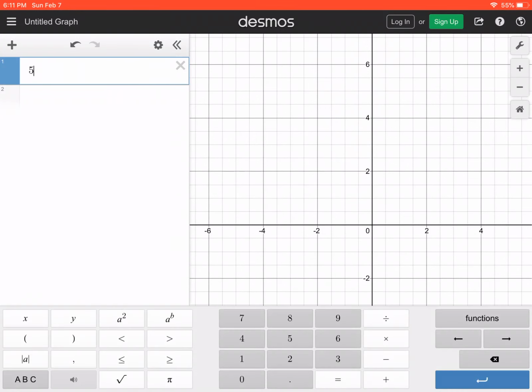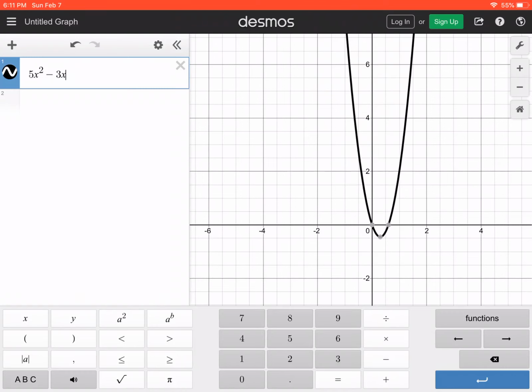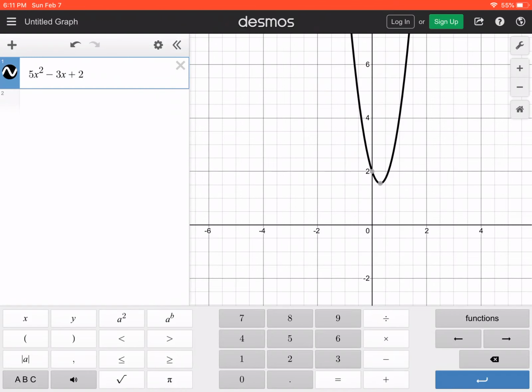Okay, so we had 5x squared minus 3x plus 2. And there it is. It just sits above the x-axis. That's it. Okay. All right.